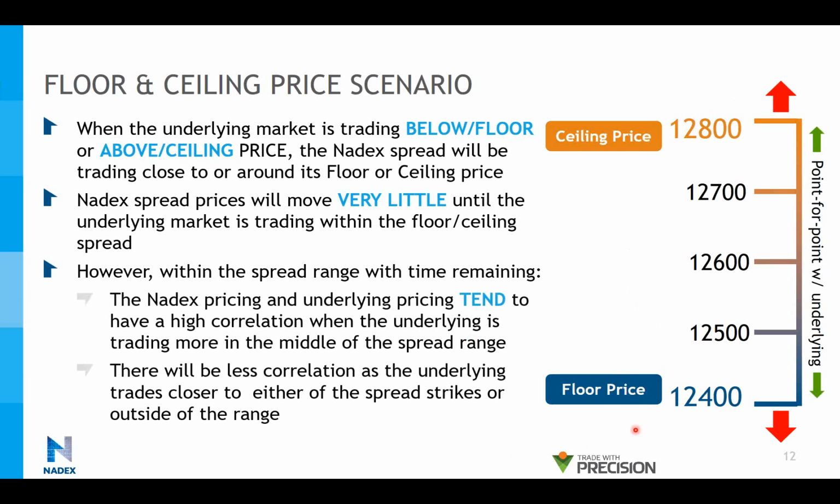If price was to trade here below 12,400, it could move from 12,000 to 12,400 with nothing actually happening to the price of that contract. However, once it starts to get into the money, now it starts to participate. So if the market moves from 12,400 to 12,500, that 100-point price increase, the spread will participate in that price move.